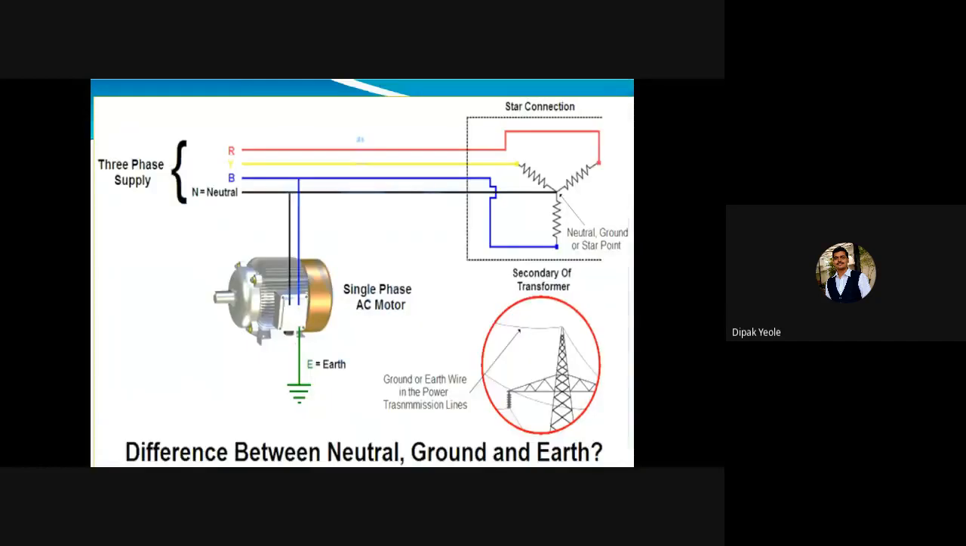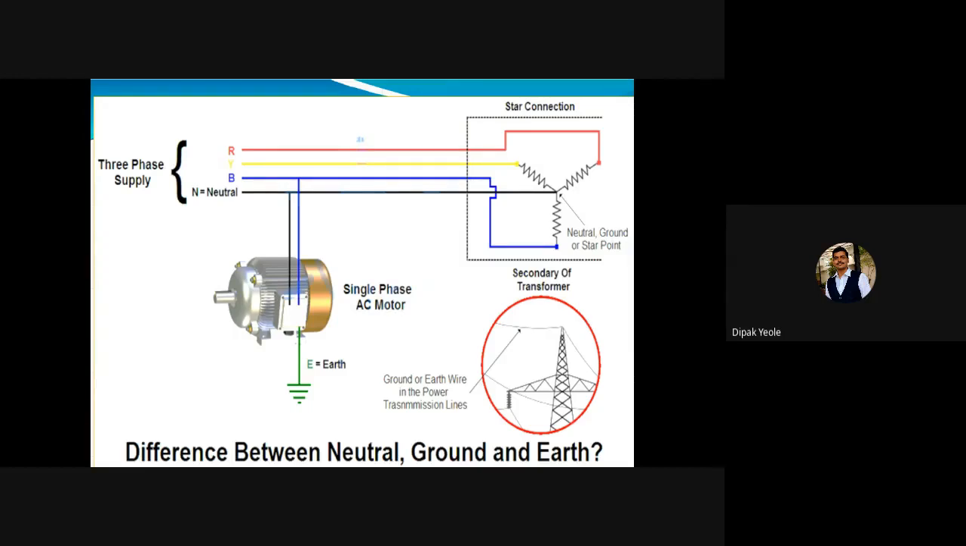Okay, so I have shown you this picture, and in this picture three conditions are available: neutral, ground and earth. Here an RYB 3-phase, or you can say 4-wire, system is available. Neutral you can identify as completing the circuit, or you can say the interconnection of the star point forms the neutral. If we want to run our single phase motor, then obviously we need the 1-phase wire and 1 neutral wire.